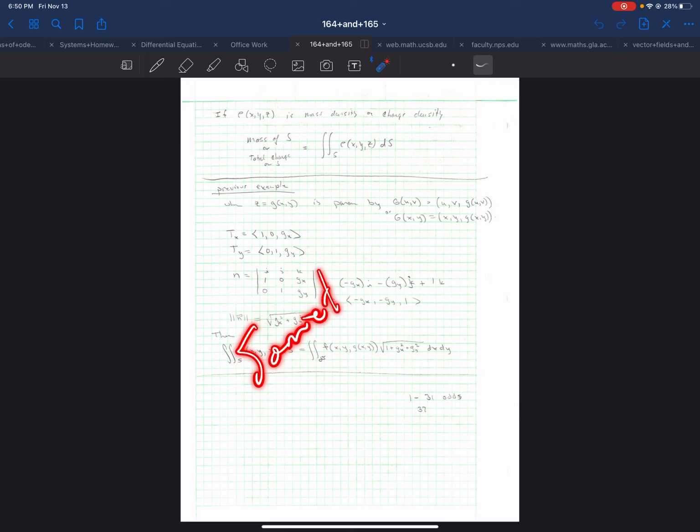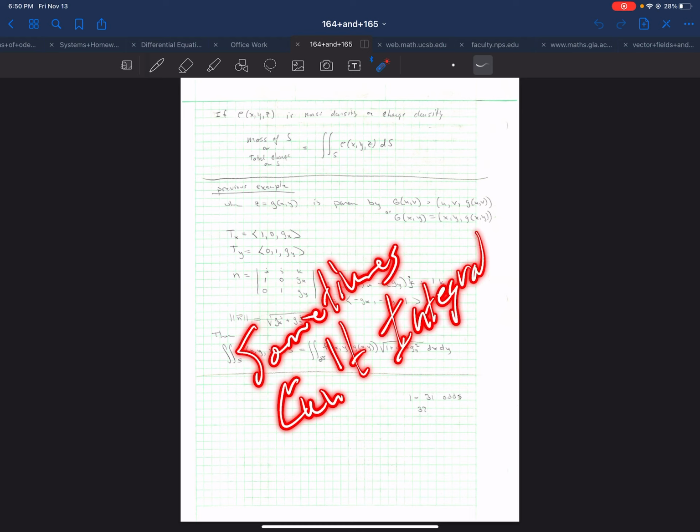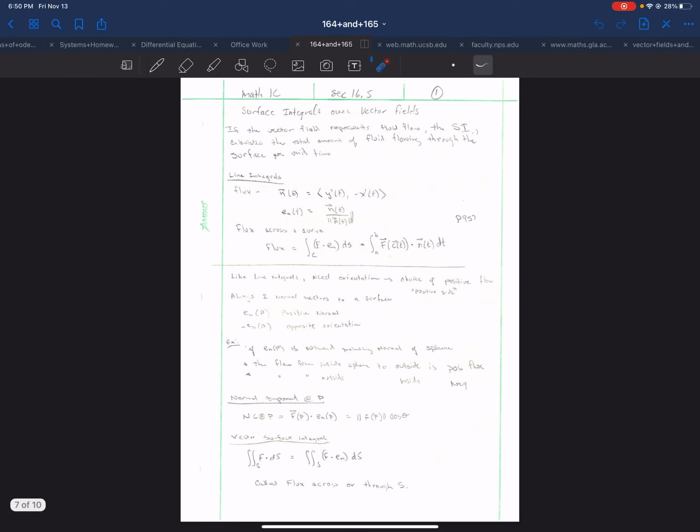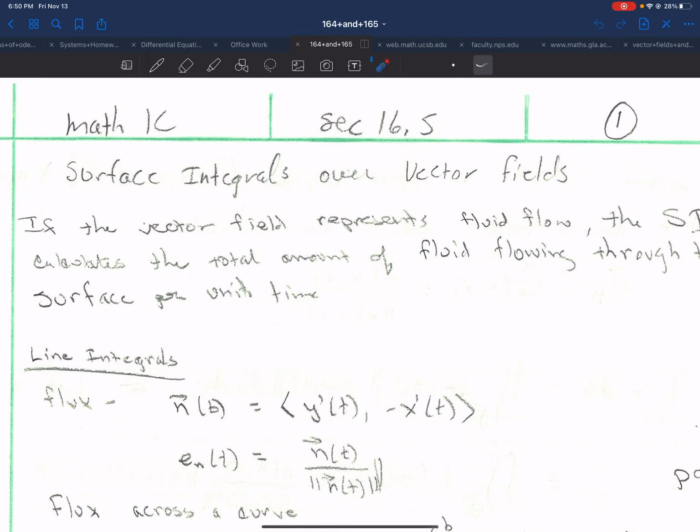Sometimes you can't integrate. So I'm going to stop there. You guys have the homework. It's on the parametrized surface integrals. Notice that the next thing is over vector fields.